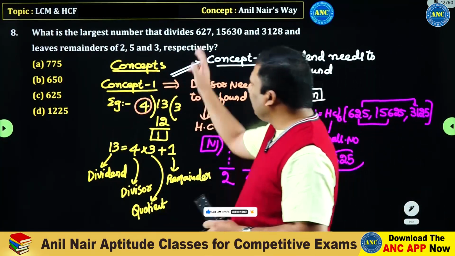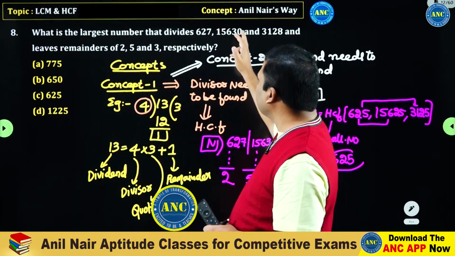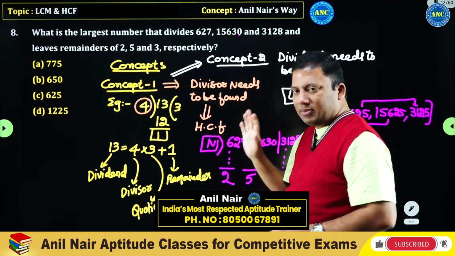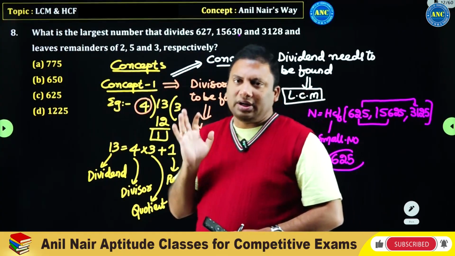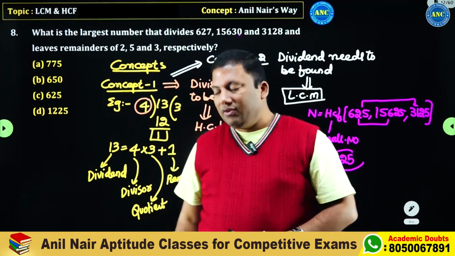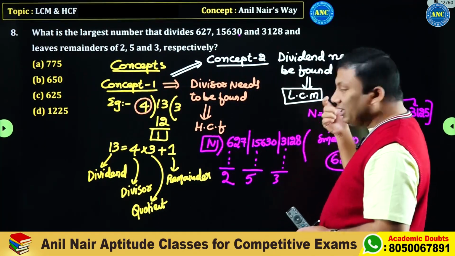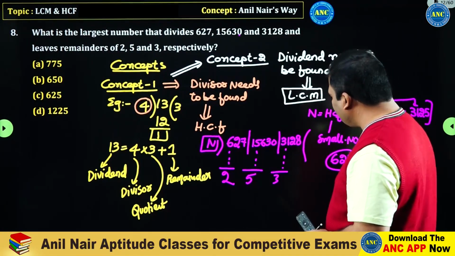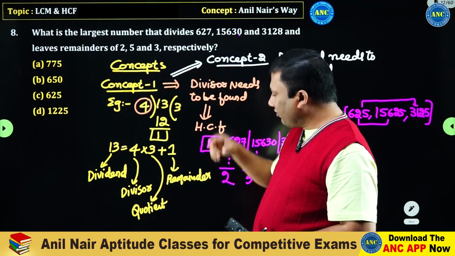One way is to divide this value with this value. If you are getting a remainder of 2, that is the answer. Since these are smaller numbers, be very, very careful. I hope it is clear. This is an extremely important slide. If a divisor needs to be found out, which concept will I use? HCF. If a dividend needs to be found out, which concept will I use? LCM.